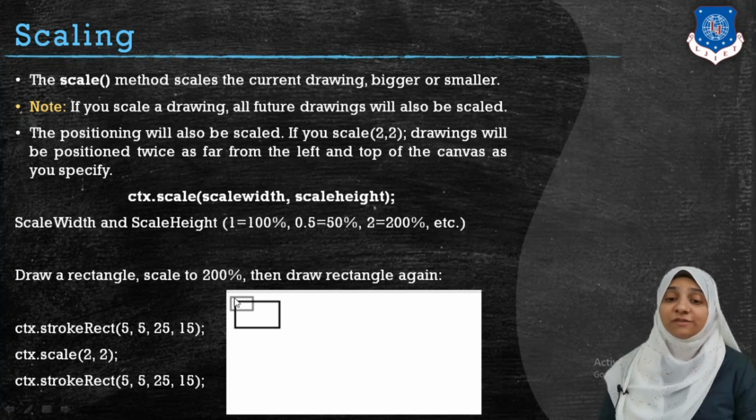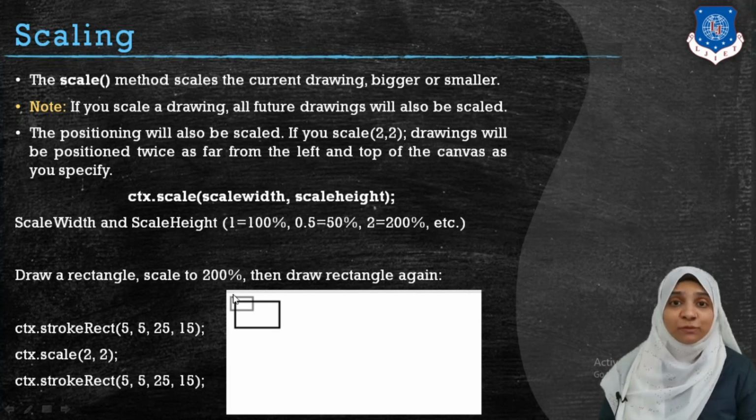So if you notice carefully in this figure on your screen, the gray rectangle starts at position 5,5, having width of 25 and height of 15. Whereas this black rectangle, which is the scaled one, is drawn using the same coordinates 5,5, 25, 15, but appears bigger. Its starting position is also shifted because the starting position is now 10,10 just because it is scaled by 2,2. Its width is now 50 pixels and its height is now 30 pixels.